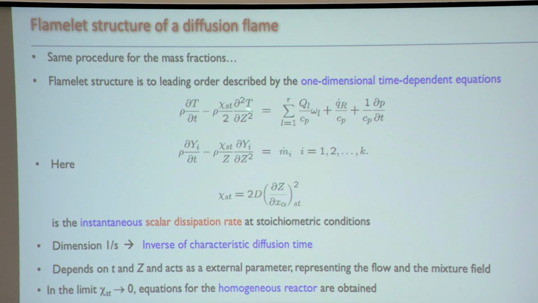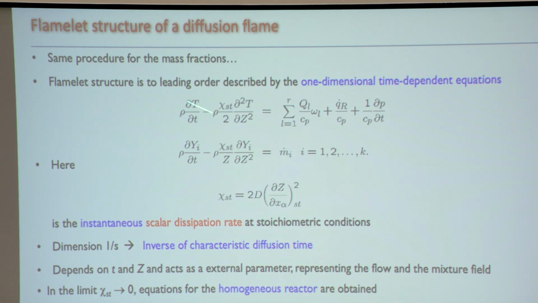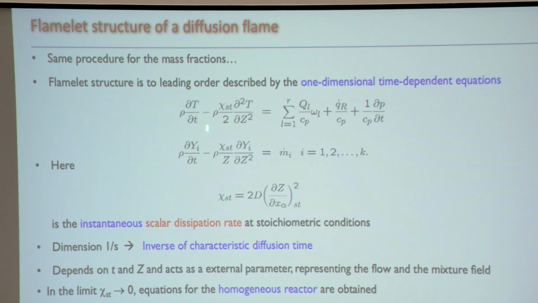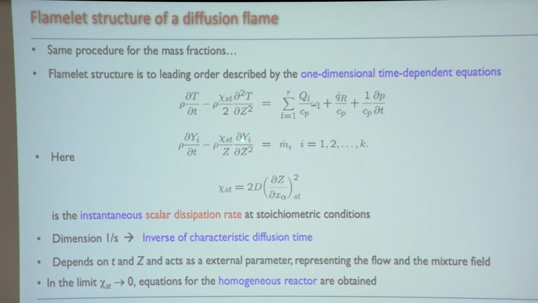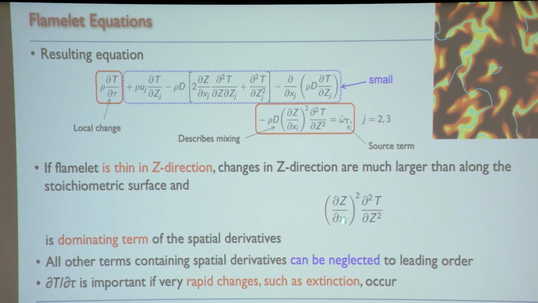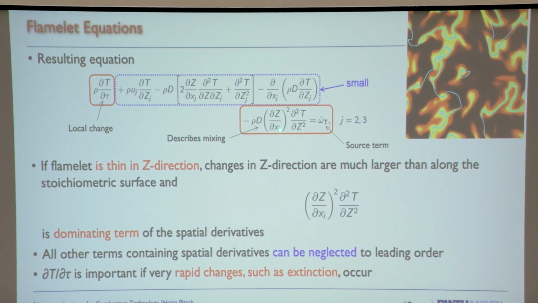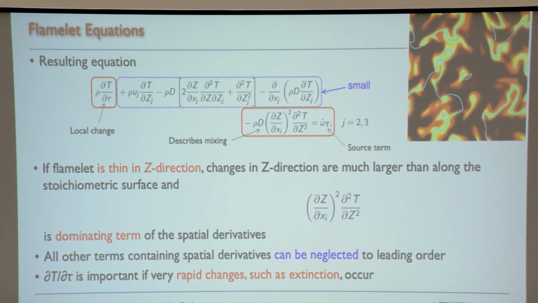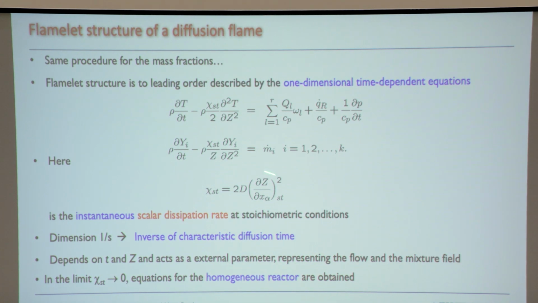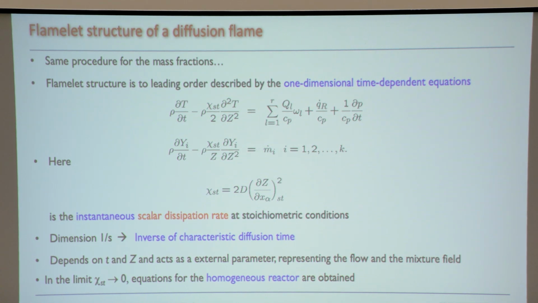Then these terms are 0. We did this for temperature, but you can do the same thing for mass fraction, and then you see it's only this term that balances the chemical source term. And this term, here, there was this d times dz by dx squared, and that's what we call the scalar dissipation rate. We'll see later on when we talk about turbulent combustion that this is the dissipation rate of what's called the scalar variance in a turbulent flow.